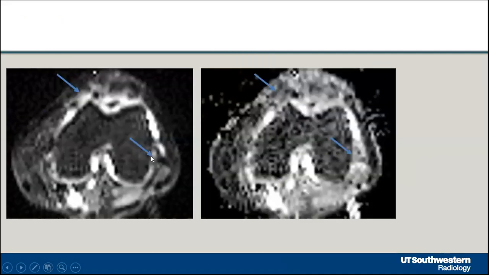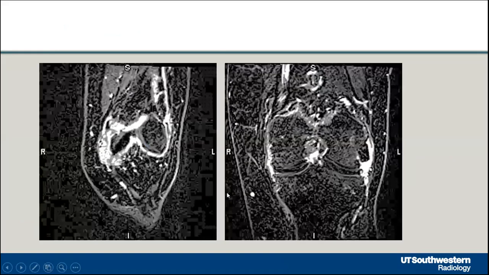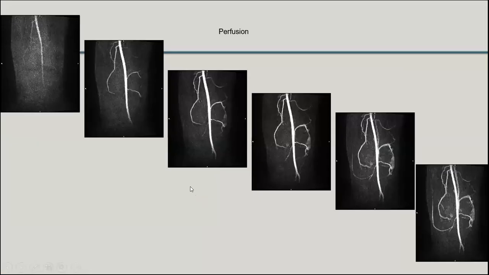If you look at diffusion ADC, you can see the dark appearance, which you expect in PVNS. So that's not synovial sarcoma. This is just PVNS. And then if you look at contrast, yeah, there's some enhancement there, some enhancement there. That's it, right? The rest you cannot tell. These are subtraction images I'm giving you. And then if you look at perfusion, you can start to see multiple foci.